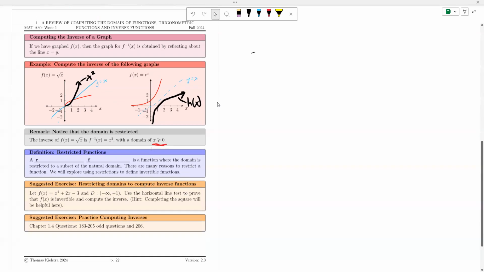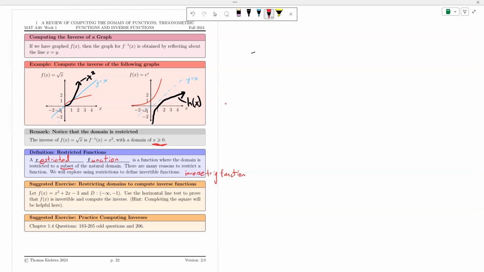Now, with this restricted domain, this lends the idea of a restricted function. A restricted function is a function where the domain is restricted to a subset of the natural domain, or a smaller portion than the natural domain. There are reasons to restrict functions, and we're going to explore this to define invertible functions, specifically our inverse trig functions. By restricting the domain for our trig functions, we can then create an inverse for the trig functions.